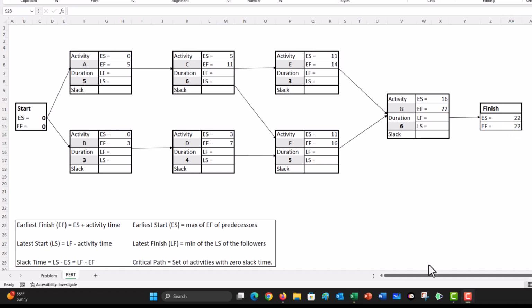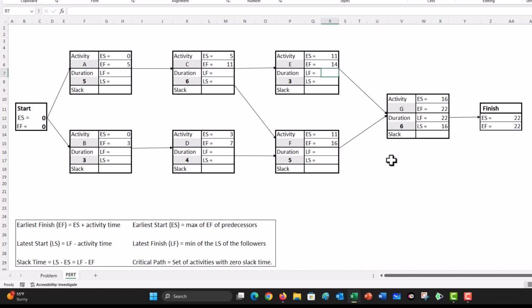We are now ready to make a backward pass and calculate the latest start and latest finish time. So starting with activity G, the latest finish time is going to be the minimum of the latest start of the follower, so that's going to be 22. And the latest start is the latest finish minus the activity time, which is going to be 16. We go to activity E.